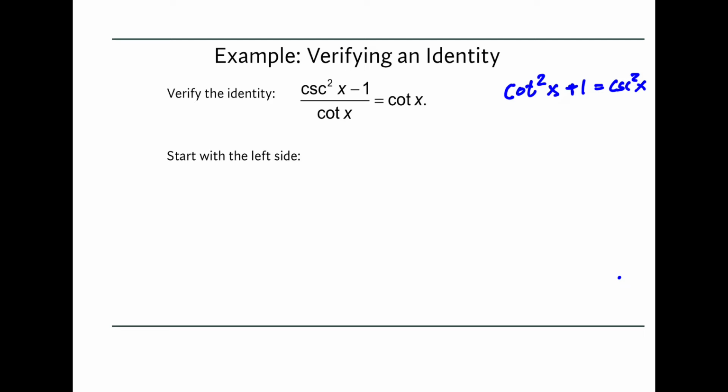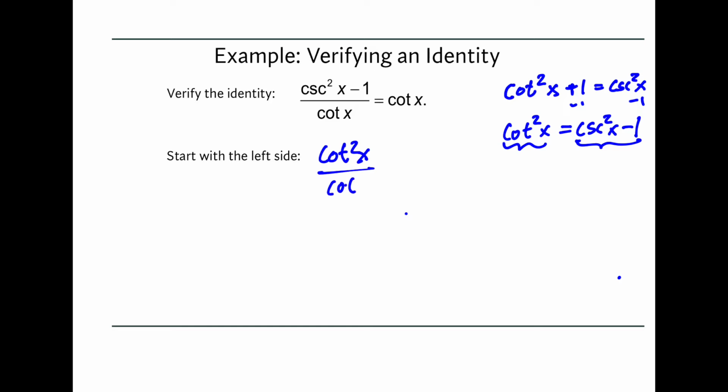But I could rewrite this by solving it, getting the cotangent by itself. If I subtract 1 on both sides, we can see, indeed, there is a relationship here. Cotangent squared x is equal to cosecant squared x minus 1. And so I see that I can take this out and put cotangent squared x in its place. So that would give me cotangent squared x over cotangent x equaling cotangent.